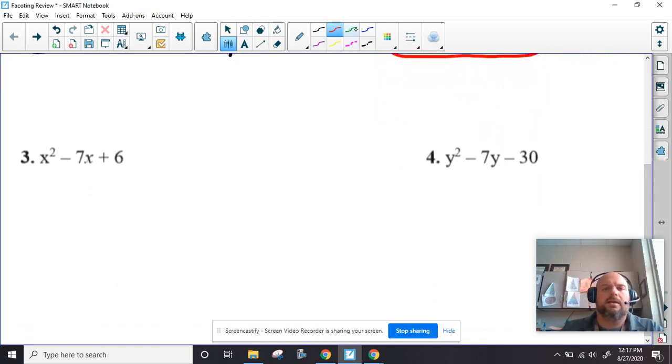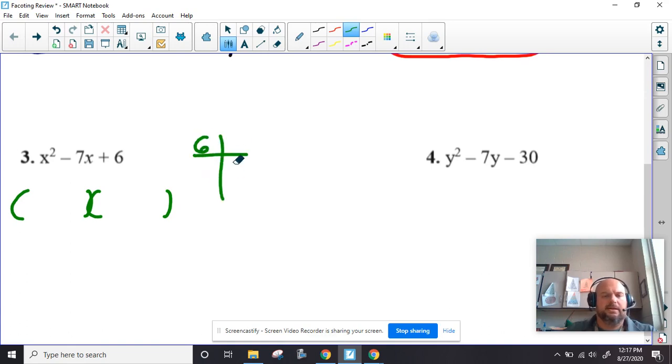And number 3. All right, kind of the same way. Parentheses, parentheses. We need factors of 6 to add up to negative 7. Now, this term is negative, but this term is positive. This means that both of these are going to be negative because a negative times a negative is a positive.